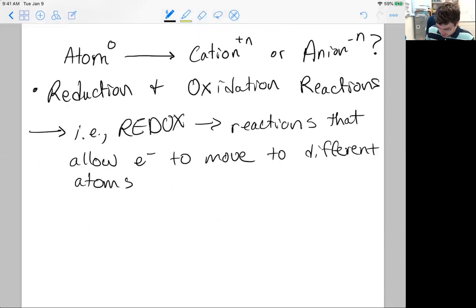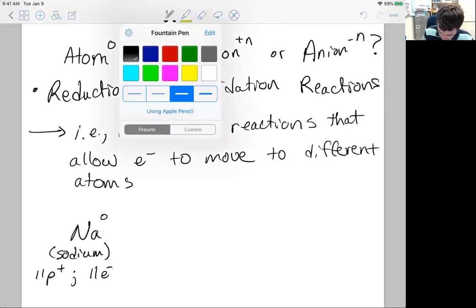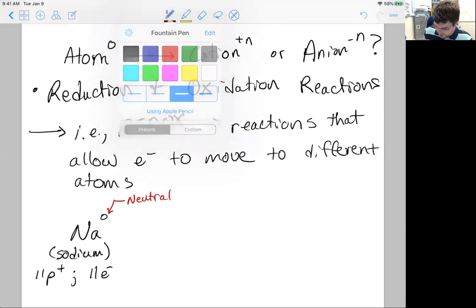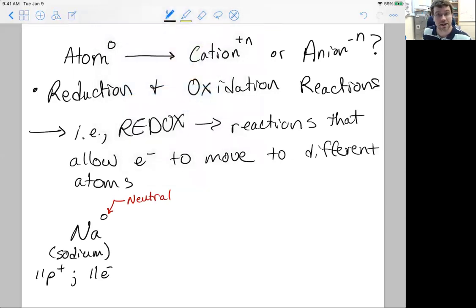Now, a common example would be to take an Na atom, and Na is the atomic symbol for sodium, in case you haven't seen that before. So if we look at our periodic table for sodium, we see that it has 11 protons and 11 electrons in this case, because we have a neutral charge. Now, I haven't defined what the atomic mass is, so we can't look at the number of neutrons, and that's okay. That's not really relevant for this particular discussion.